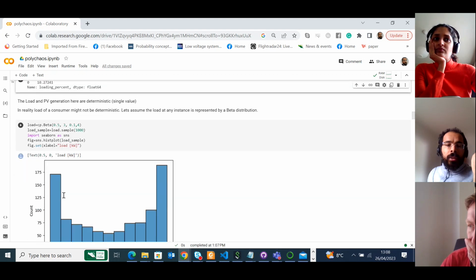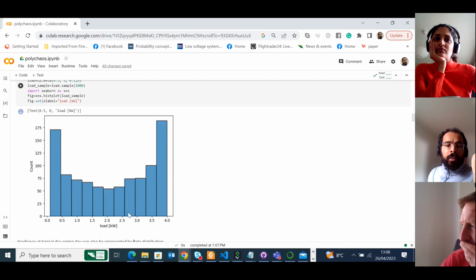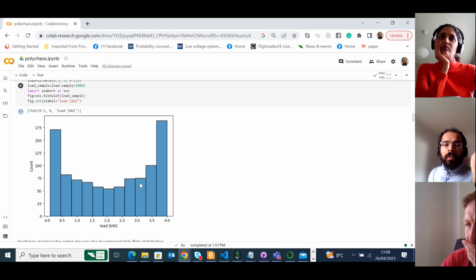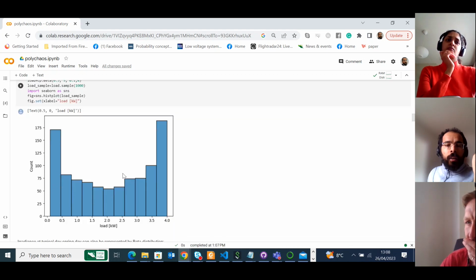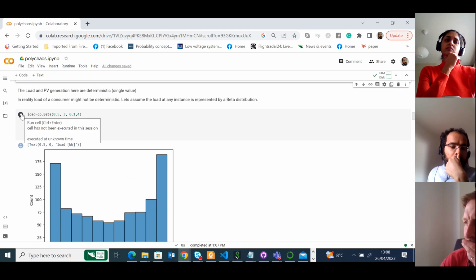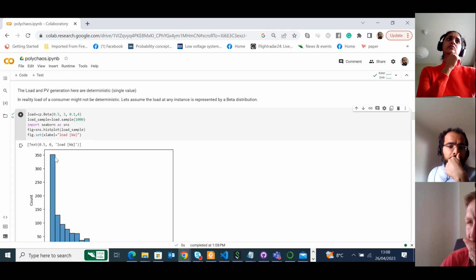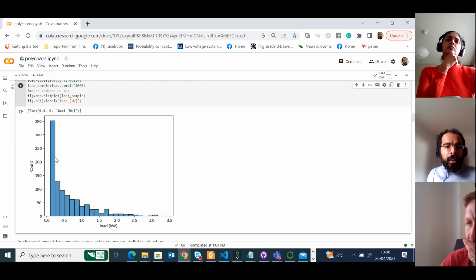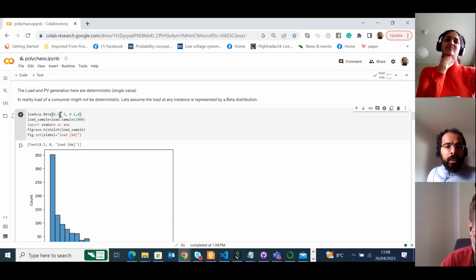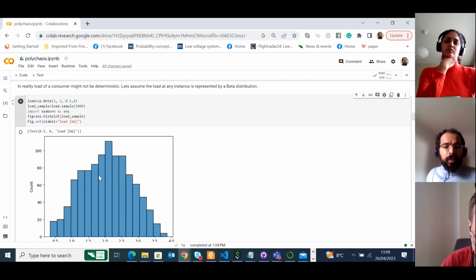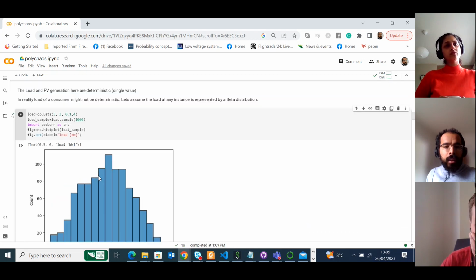But assume that our load is represented by a distribution which can be anything between 0 and 4, with different probabilities of being a different load at different times. Here we model the load as a beta distribution. These are the terms: alpha, beta, lower bound and upper bound. If alpha and beta are greater than 1, you get a curve like this.